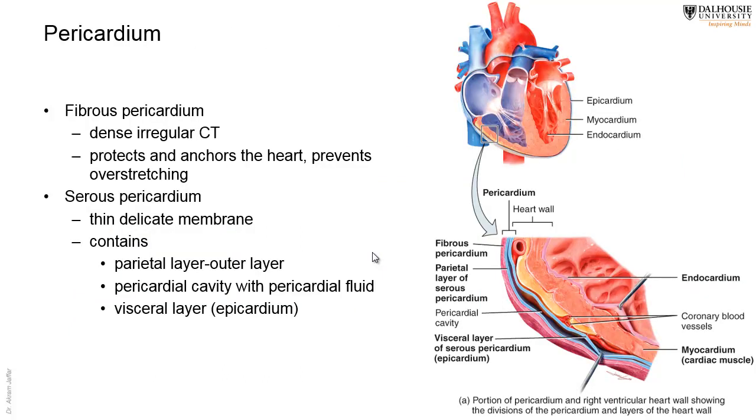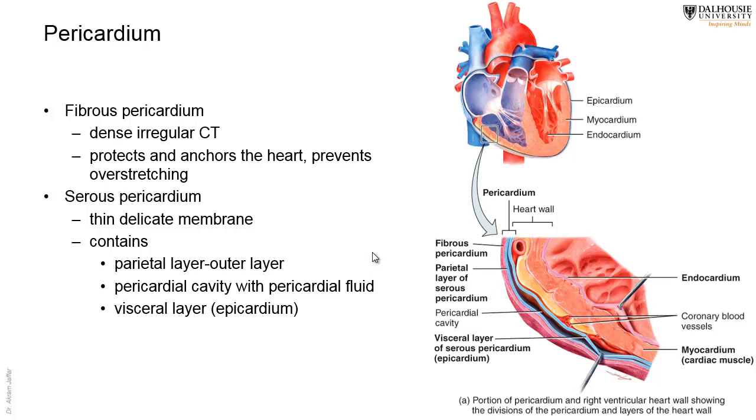And the heart is surrounded by a pericardium. The pericardium, sometimes they refer to it as the pericardial sac. So it's a sac, membranes. There are two layers of pericardium: the fibrous pericardium and the serous pericardium, but the serous pericardium has two layers. I'm going to describe this in a moment.